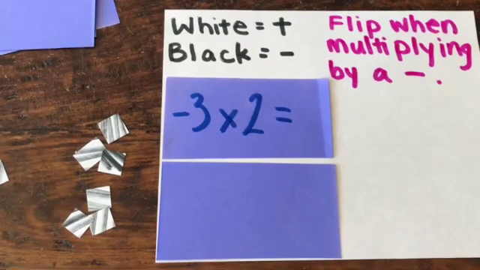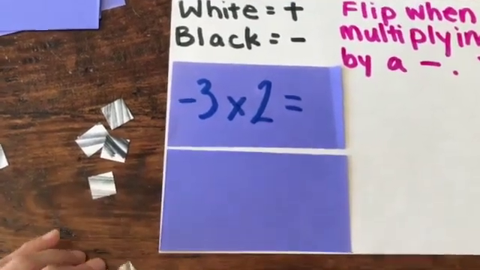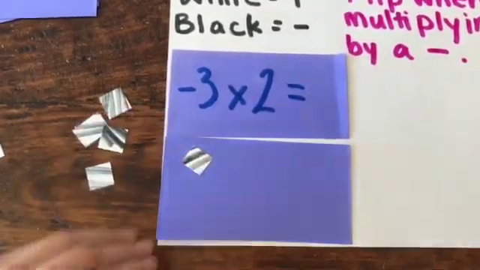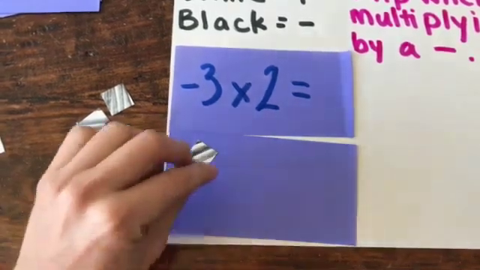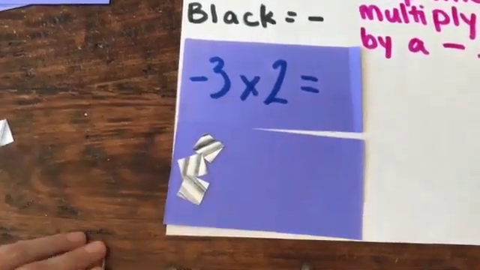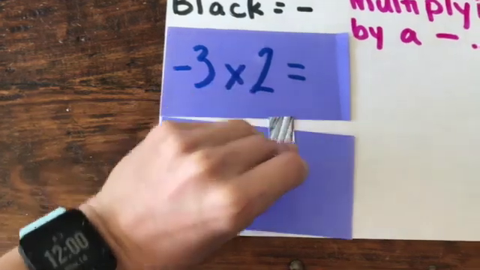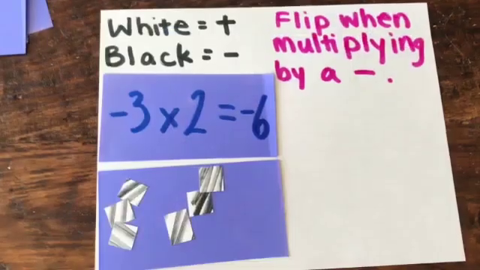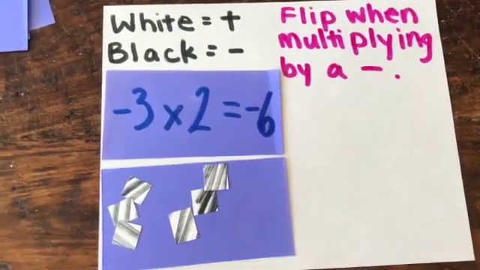Now we have negative 3 times 2. So I'm going to use the dark side of my tiles, which is the negative side. And I have 3 negatives, and there's 2 groups of 3 negatives. As you can see, negative 3 times 2 is a negative 6.